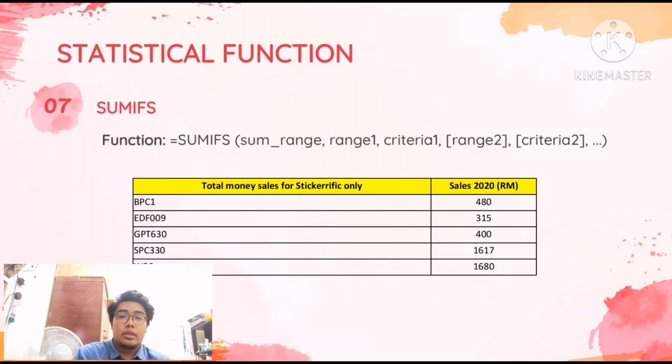Sumifs function. The purpose of this function is to sum cells that match multiple criteria. The formula is equal sumifs sum range, range 1, criteria 1, range 2, criteria 2. The data abstract below is the result from the criteria of total money sales on each product sold for sticker effect only.